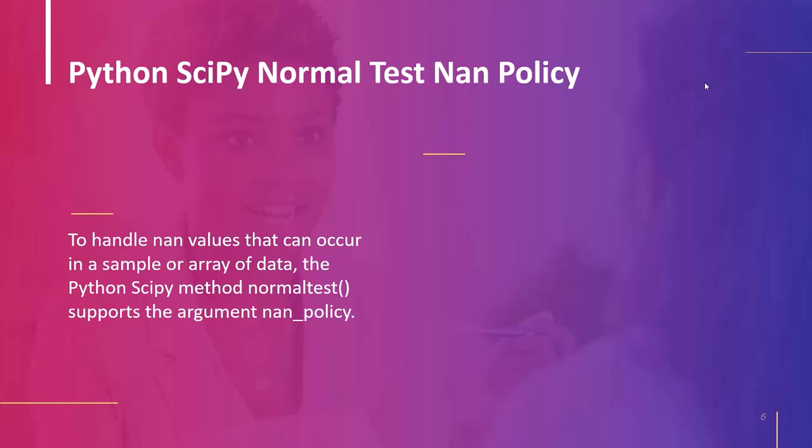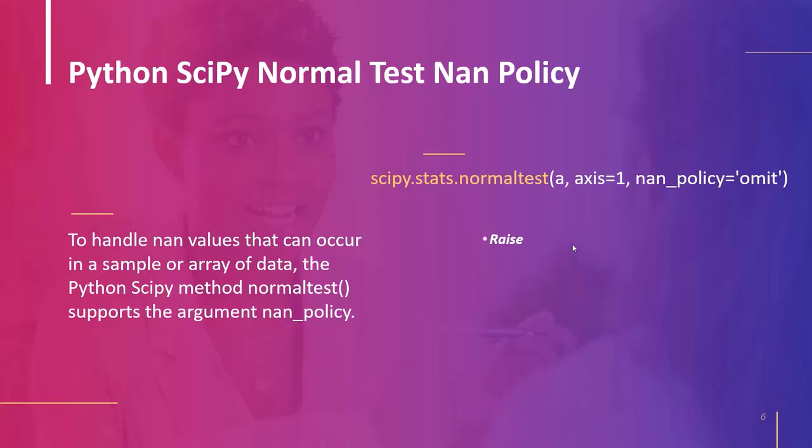The normaltest function of the Python SciPy library accepts the nan_policy argument to handle none values that may appear in a sample or an array of data. This nan_policy parameter accepts three values, or we can handle the none values within an array in three ways. The first value is raise: a ValueError will be generated if none is present in the array. Propagate: the corresponding element of the output will be none if there is a none in the axis slice, for example the row, along which the statistic is computed.